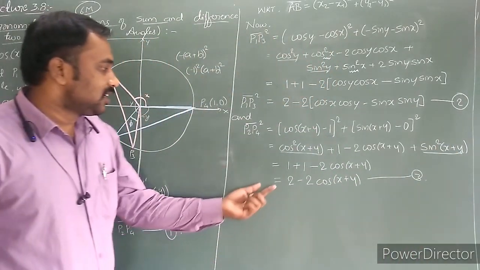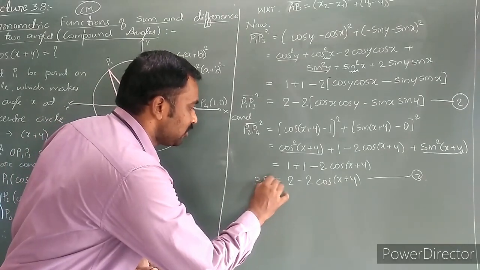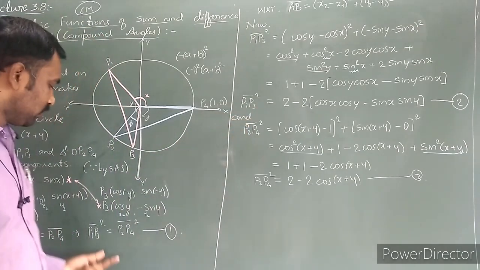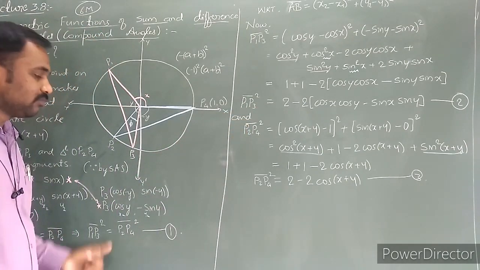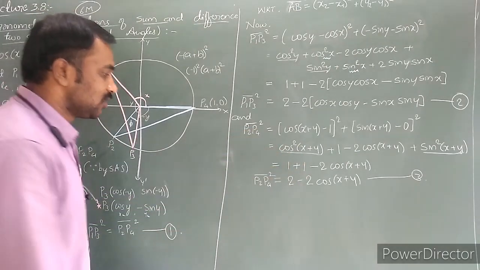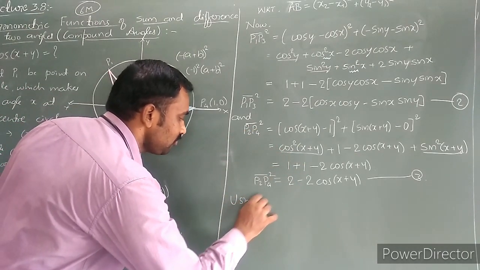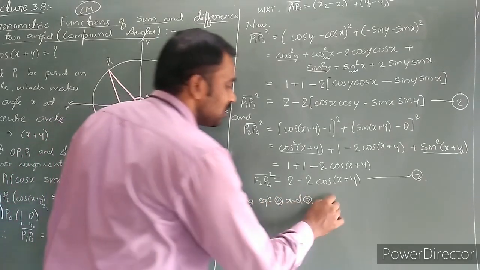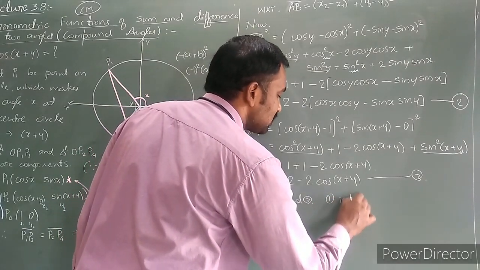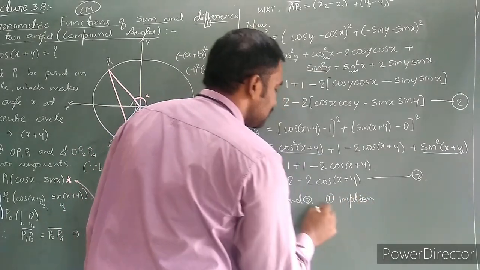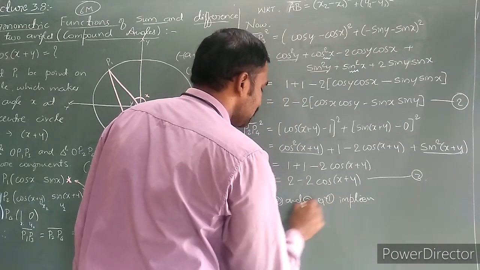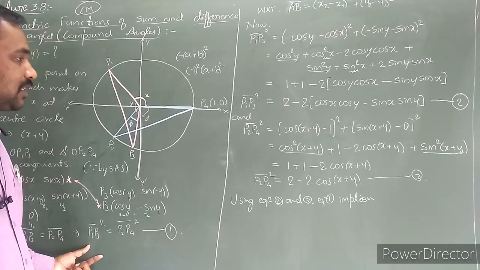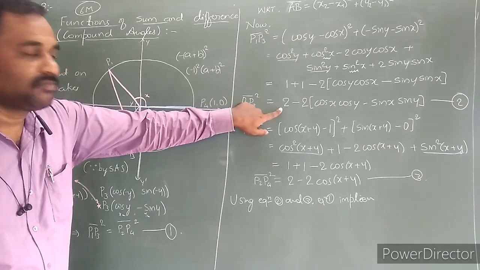Now observe that here we got the P2 P4 whole square value. Here in equation number 2 is the P1 P3 whole square value, from equation number 1, equation number 3. So what we get using equation number 2 and 3, the equation number 1 implies. What does equation number 1 imply? In equation number 1, P1 P3 is there. What is the P1 P3 value? Here is our P1 P3 value.